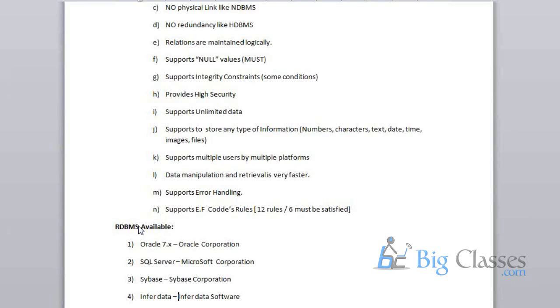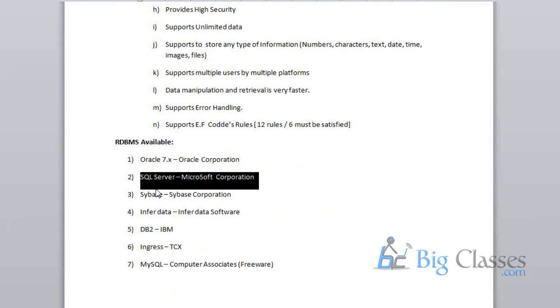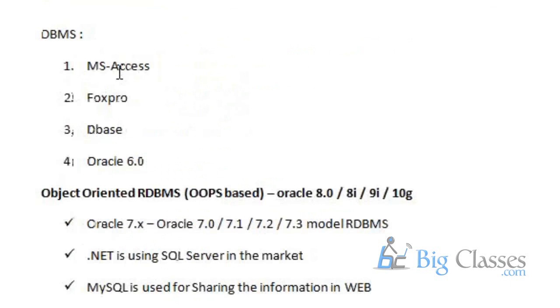Here you can see DBMS, Relational Database Management System and Database Management System. RDBMS is the enhanced, advanced one. DBMS is an older one. Examples of DBMS are MS Access, FoxPro, dBase, and the Oracle 6 version. These are examples of Database Management System.